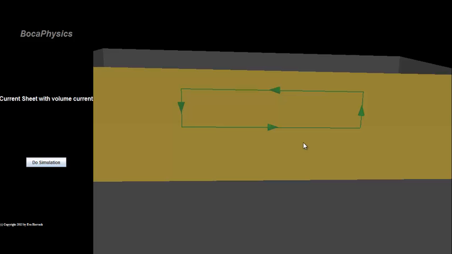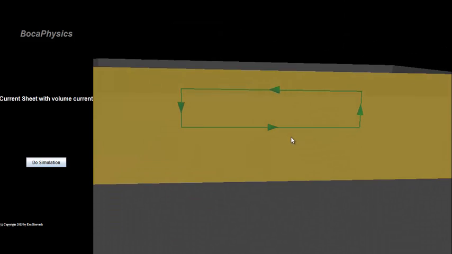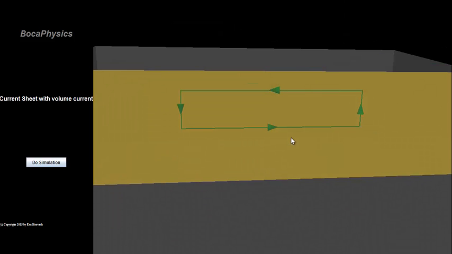Let's construct a rectangular Amperean loop that is perpendicular to the current sheet and the bottom side of which lies in the midplane. Only current that lies in the plane of the loop is highlighted. Further, assume that the length of the loop is L and the width is Z.